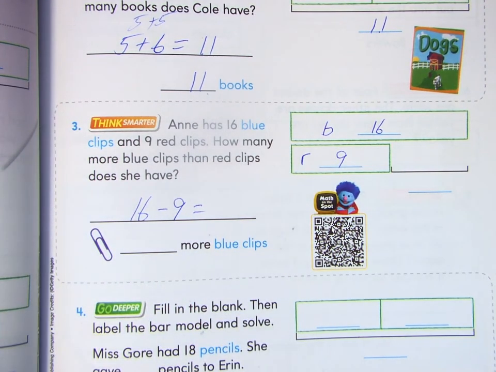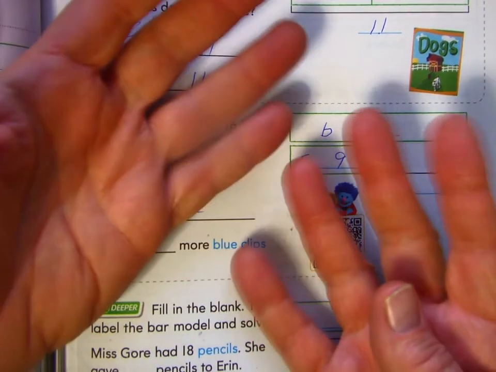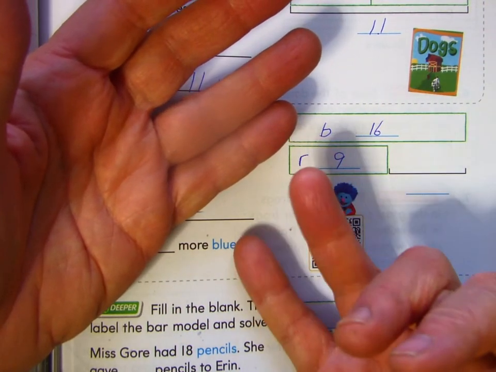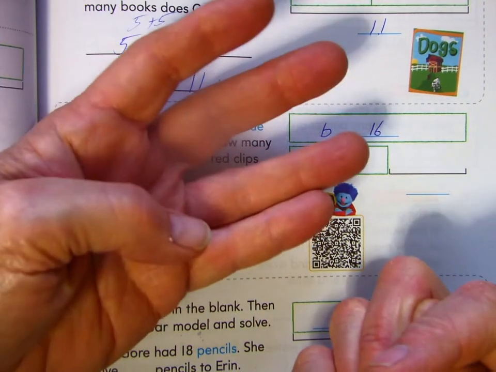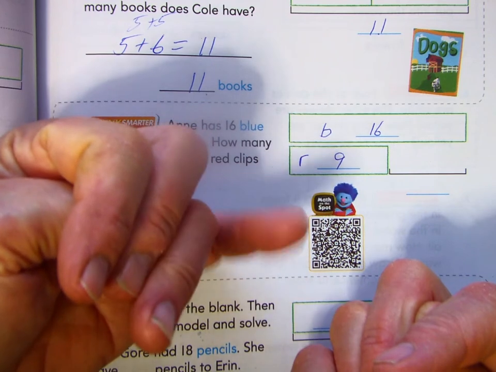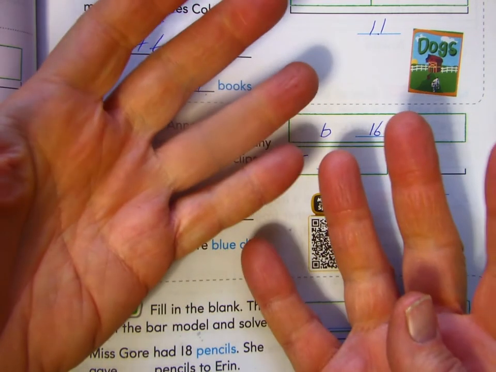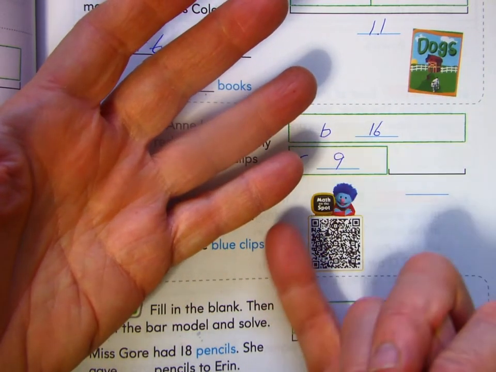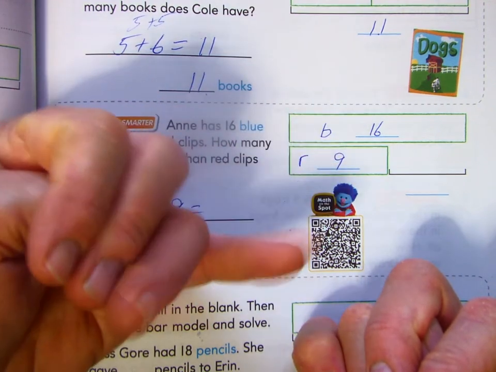Right? You can count backwards. 16 take away 9. 15, 14, 13, 12, 11, 10, 9, 8, 7. 16, 15, 14, 13, 12, 11, 10, 9, 8, 7.